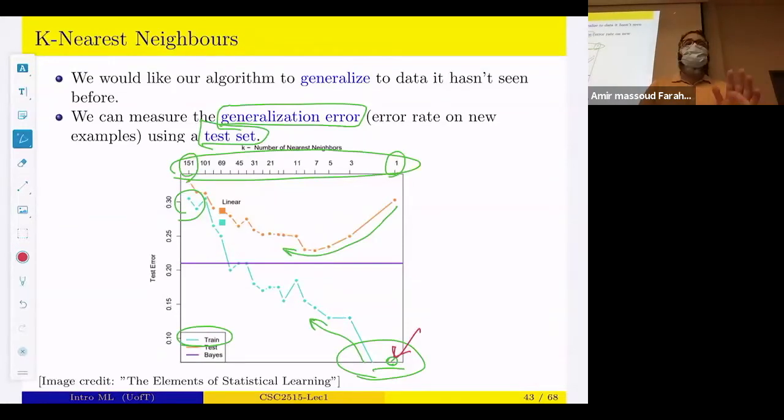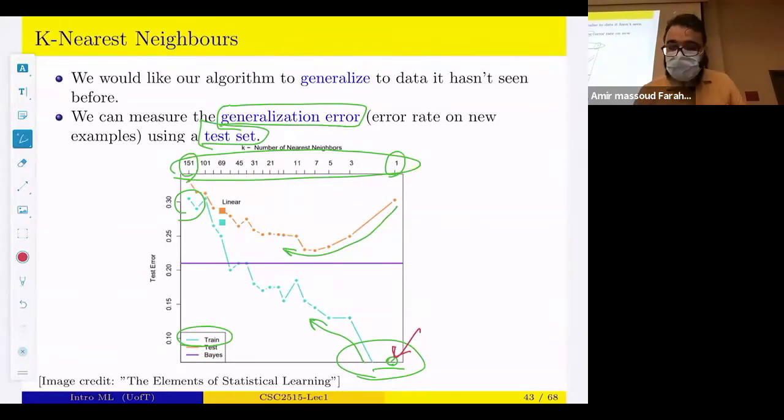Can you explain a bit more why we overfit, or what happens when we use KNN with k equal to one and compute the error on the training set? Nearest neighbor is itself. Okay, so exactly. So the answer is that the nearest point is itself.